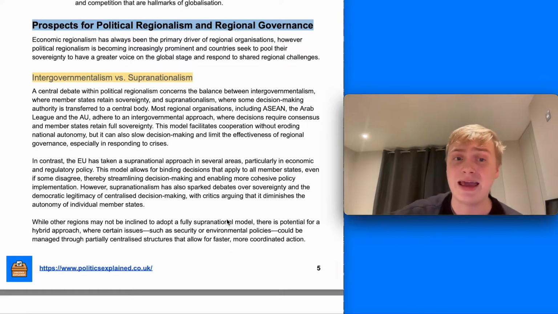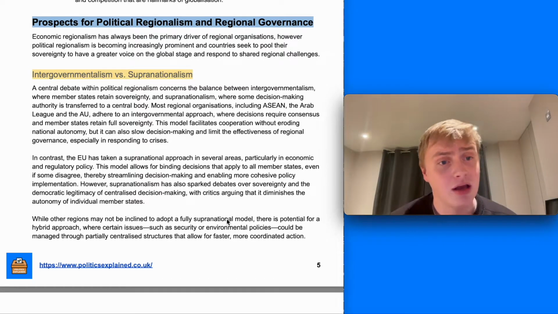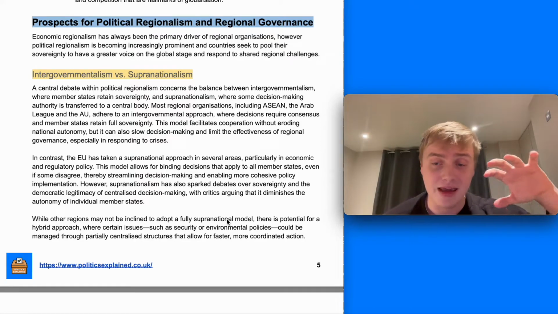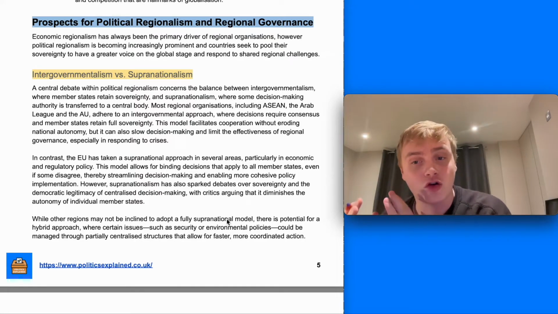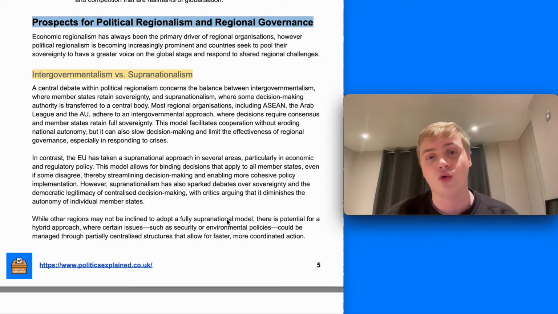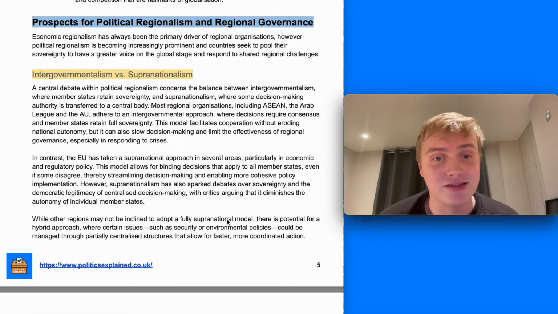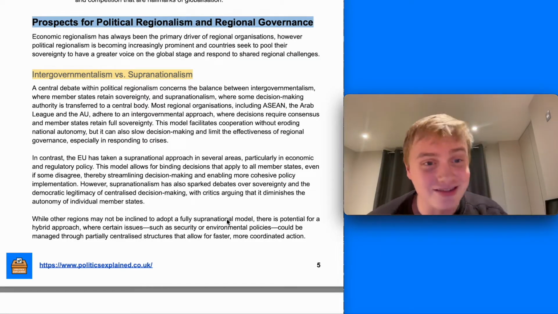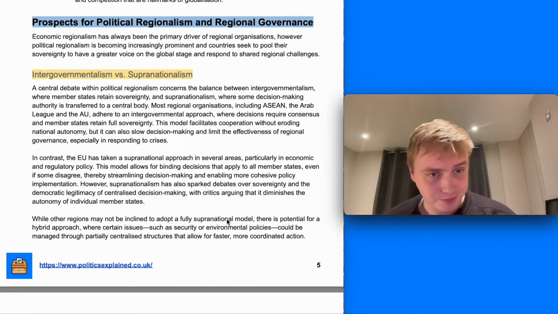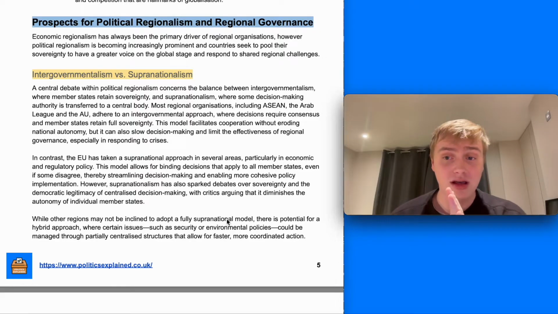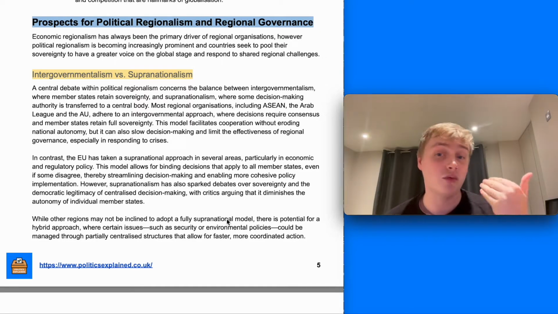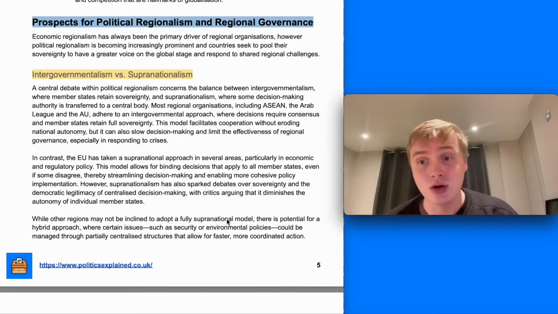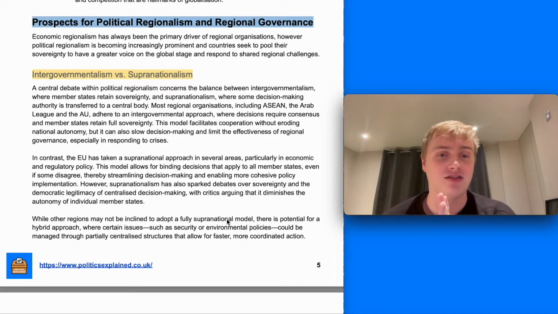And this is the central debate within political regionalism, which is the extent to which there's political integration between member states in a regional organisation. So intergovernmentalism is where member states retain full national sovereignty. So every decision is made by consensus, and that means that within a regional organisation, if it's intergovernmental, if one state vetoes a decision, it doesn't happen.